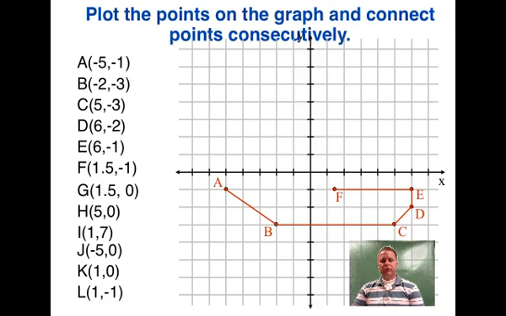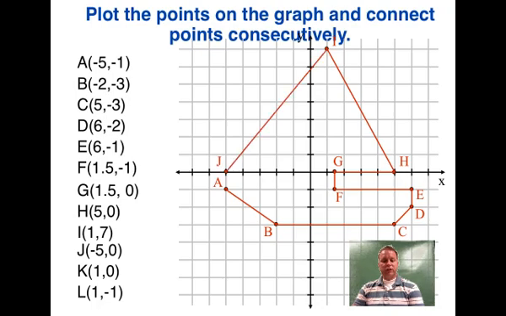Then we go 1.5 to 0, so just a small little jump up here. And H, 5, 0, it's going to be way over here. H, we got 5, 0. And now we're on to J. Or I, sorry. Not good with my alphabet. J, we've got negative 5, 0.